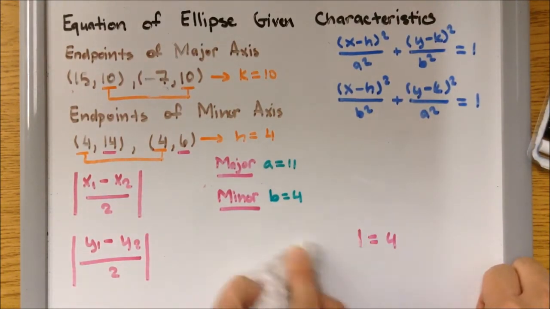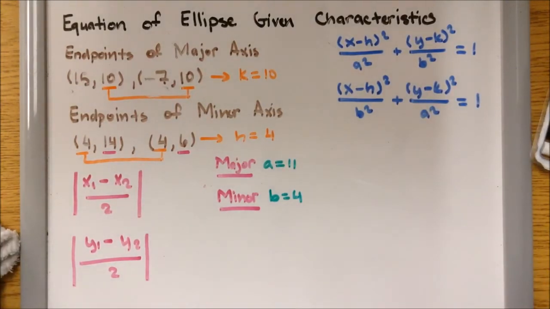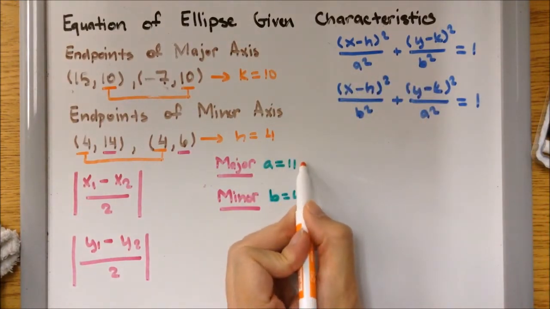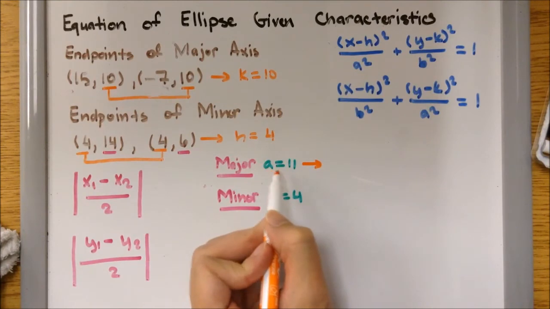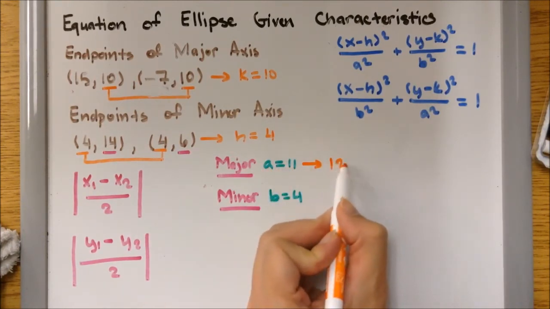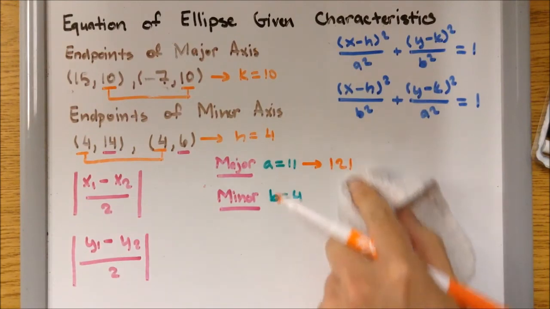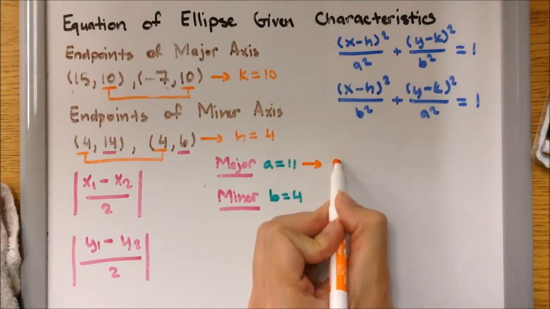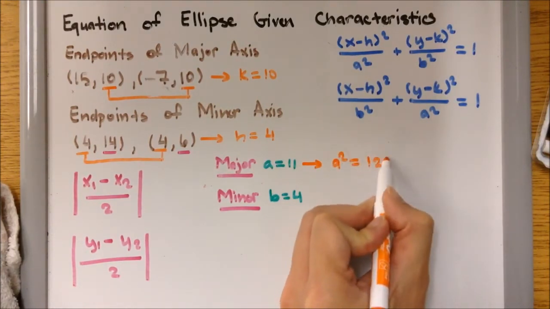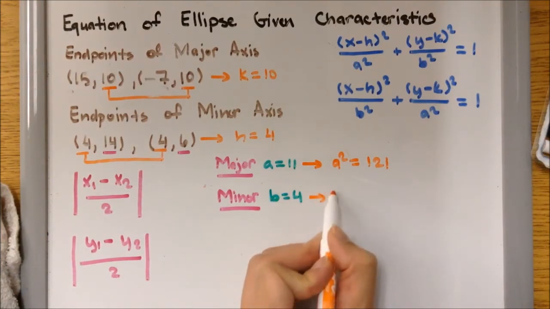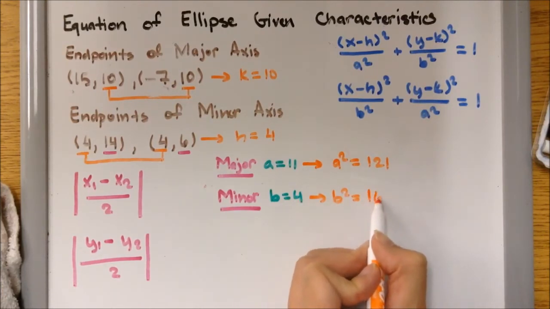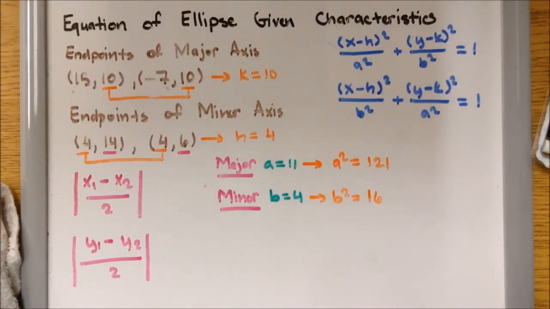So I'm going to erase to write out our final answer. Now before that, in the standard form, we need a squared. So a squared, which is the square of 11, that's 121. Let me write it properly. Since I'm squaring a, if I square 11, it will equal 121. If I square b, which becomes b squared, then I'm going to square the 4, which will become 16. So a squared is 121, and b squared is 16.